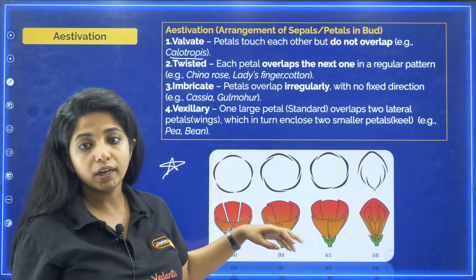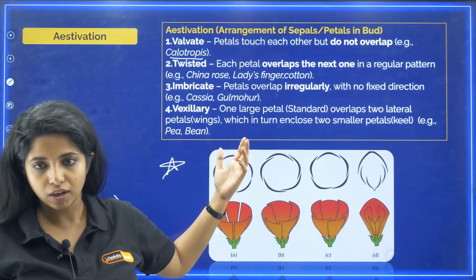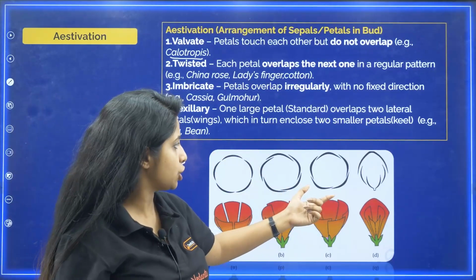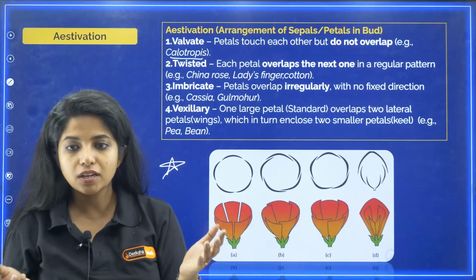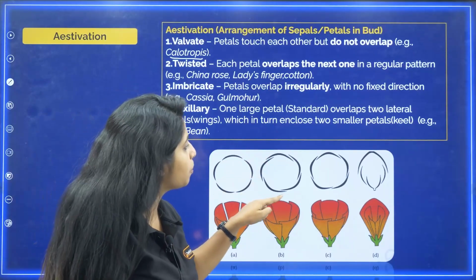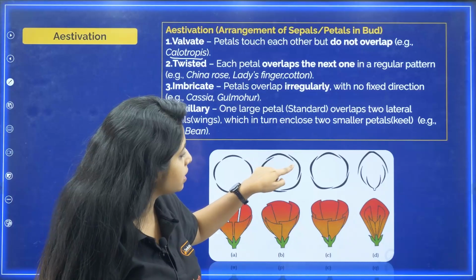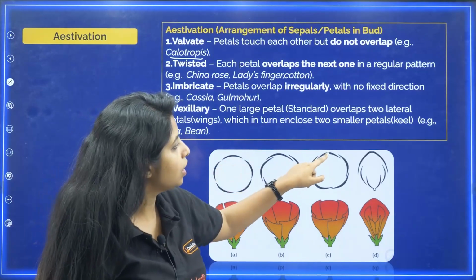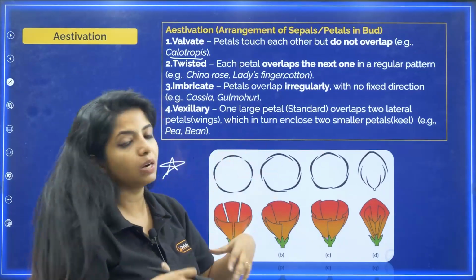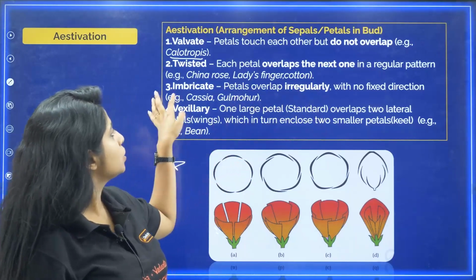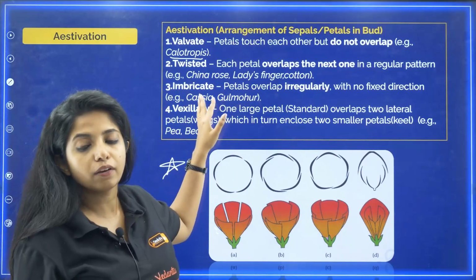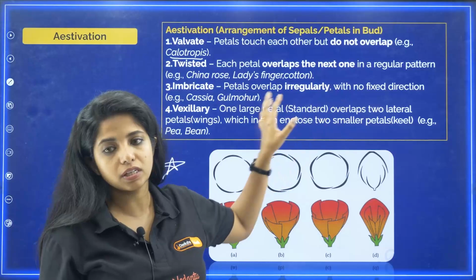You can find twisted estivation there. Now we have imbricate estivation, where there is overlapping, but it does not have any order. Over here they are overlapping in a proper order. If you see, one end is going down, the other end is going up. But over here, two ends can be inside, two ends can be outside, one end can be outside, one end can be inside, anything. So petals overlap irregularly. That is why it is known as imbricate. I for irregular, I for imbricate, with no fixed direction.